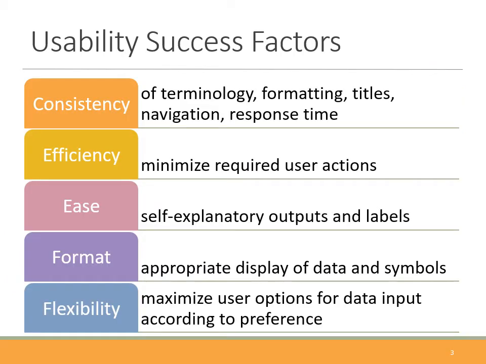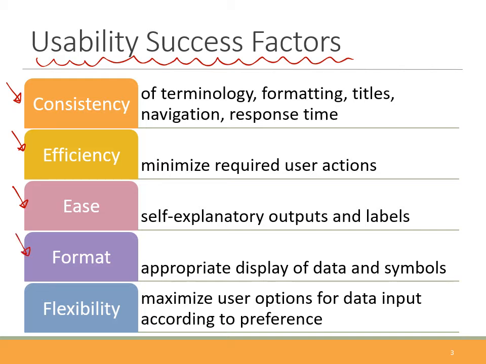Determining usability success factors. There are several dimensions that we can look into in detail, apart from the examples we gave previously. First, we can think of the consistency of terminology, formatting, titles, navigation, and response time. Second is the efficiency dimension, whether it is possible to minimize required user actions. Or we can discuss ease of use, whether the system is self-explanatory, whether the outputs and the labels are meaningful and easy for the user to understand.